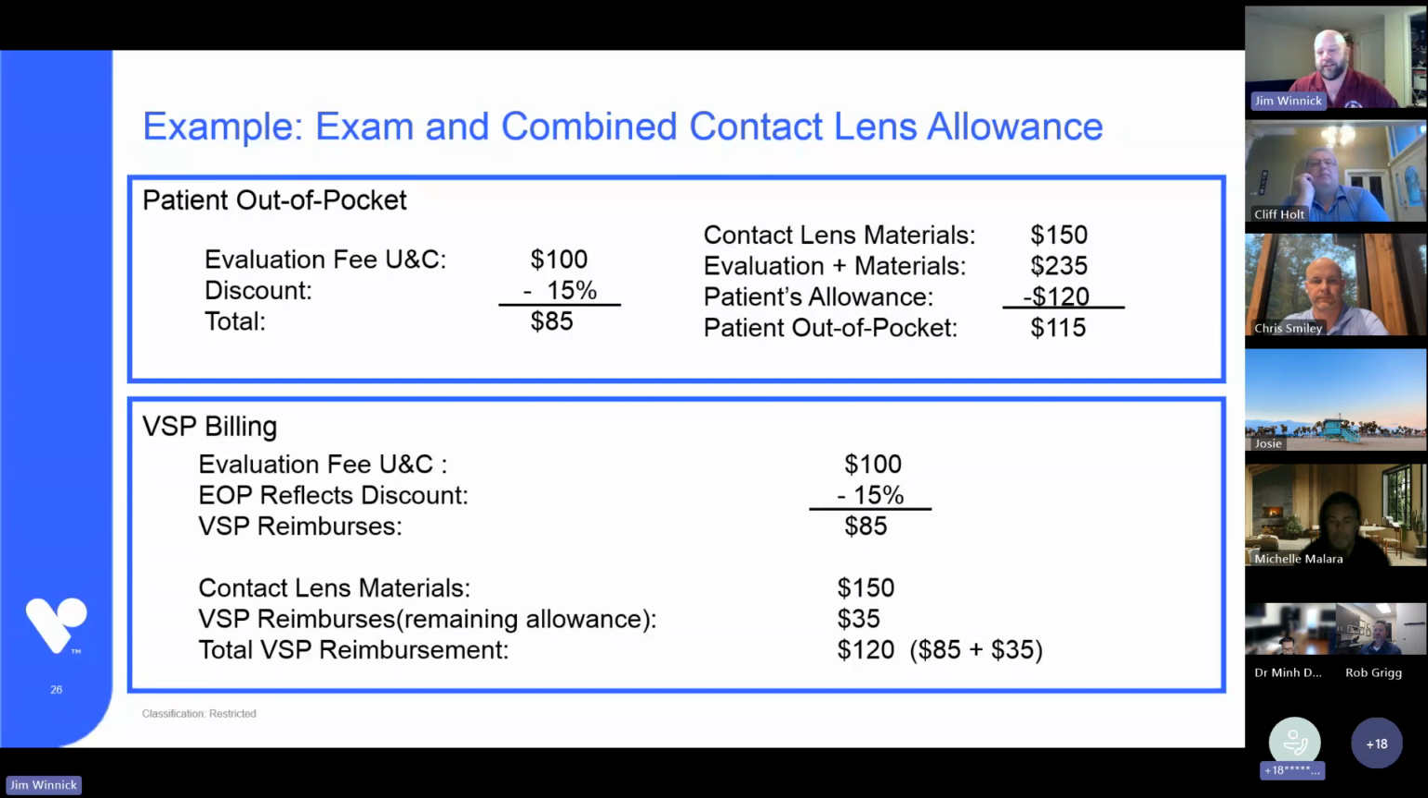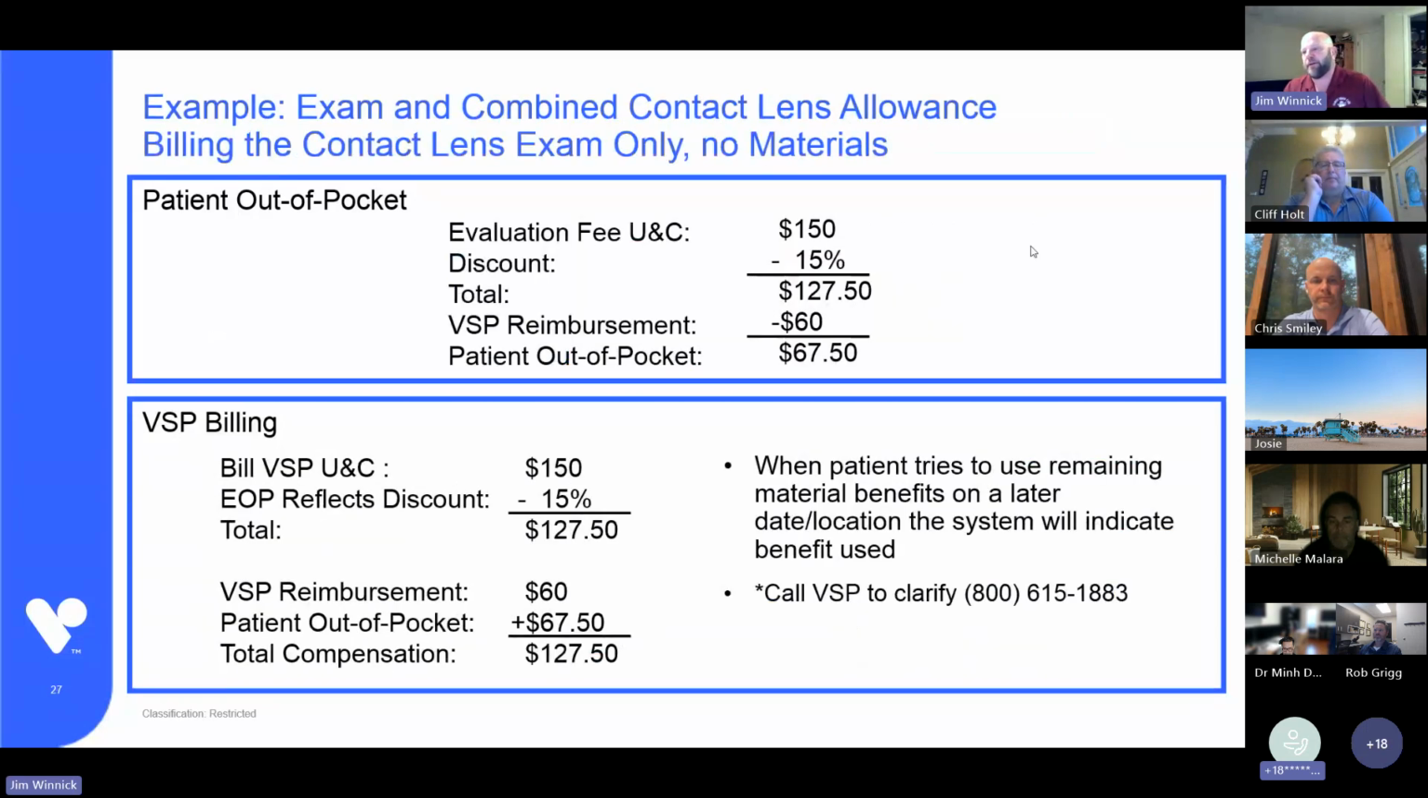What if the patient says, yep, I really like you, I'm getting my exam and my fitting here to get my prescription renewed or established for that matter, but yeah, I'm going to go somewhere else and get my lenses. Well, if you've got an evaluation fee of $150, we've got then $127.50 after our discounts, and patient out-of-pocket costs is going to be $67.50.